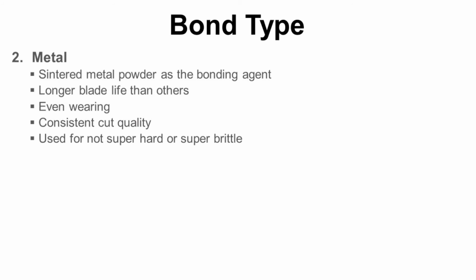geometry. Metal bond uses sintered metal powder as the bonding agent. It means sintered metal powder holds grit and forms the blade shape. It shows longer blade life than others and even wearing with consistent cut quality. It is used for not super hard or not super brittle material.